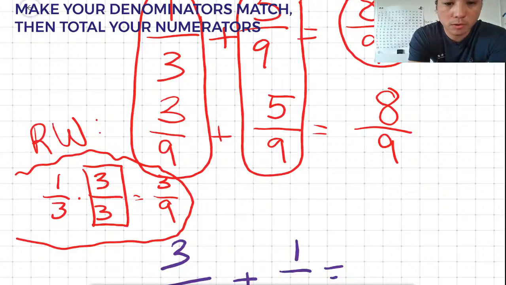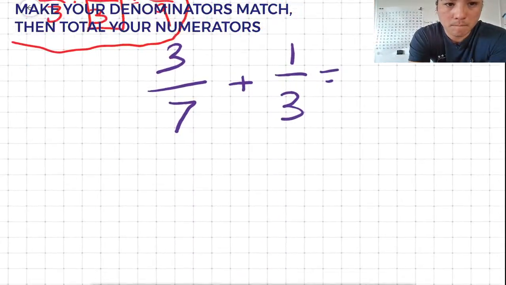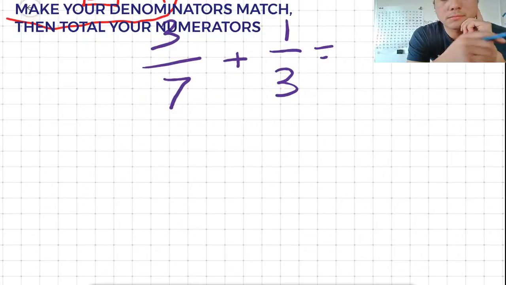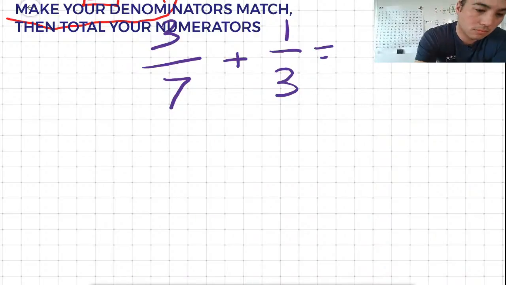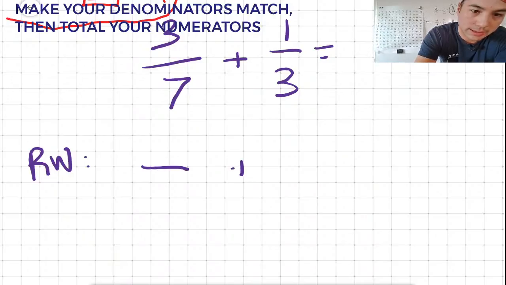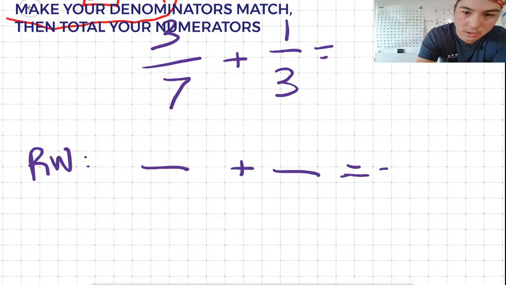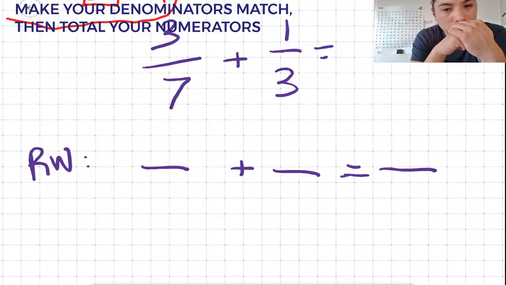All right, let's try one more. 3/7 plus 1/3. What is our common multiple here? While you're thinking about that, I will rewrite. So that'll be our equivalent of 3/7. That'll be our equivalent of 1/3. And then that'll be our answer, our total.